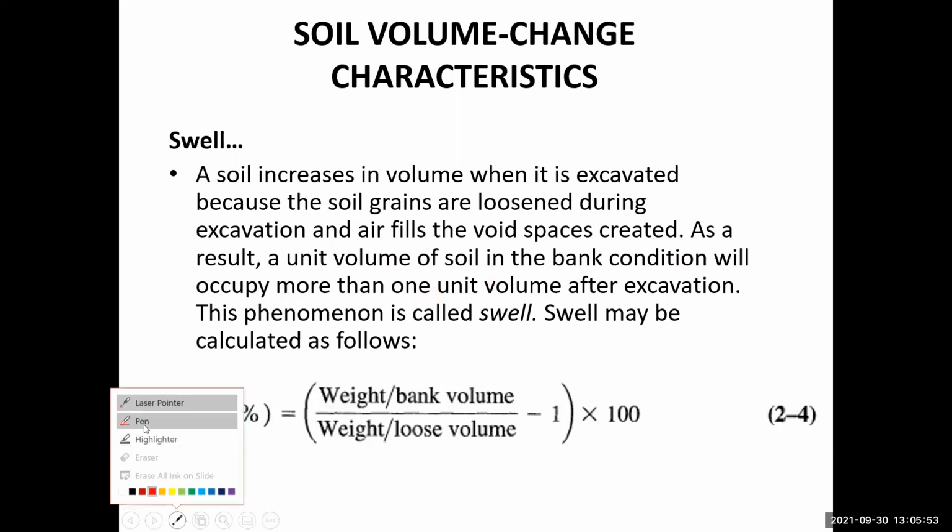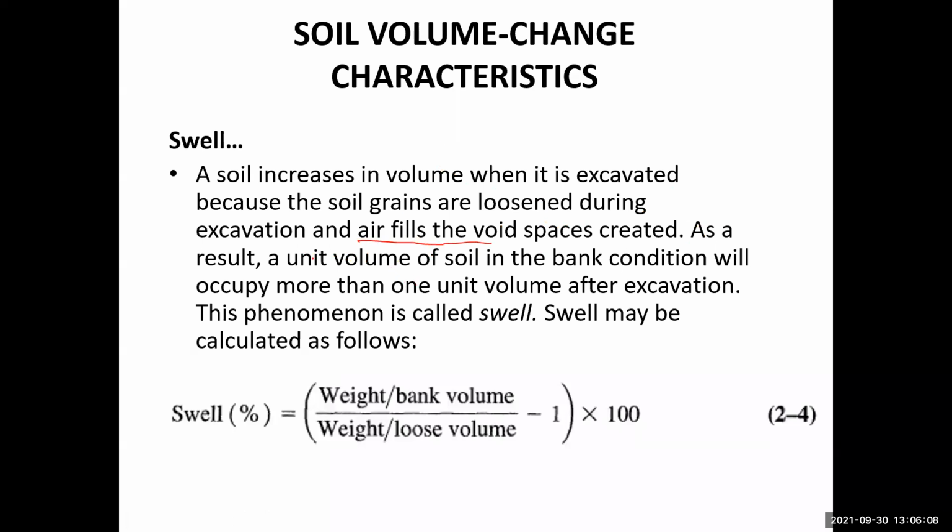I got it. Maybe I should be explaining it more over here. When air fills the voids, a unit volume of soil in the bank condition, for example 1 cubic meter, will simply expand to about 1.1 cubic meter. That means a 10% volume increase.